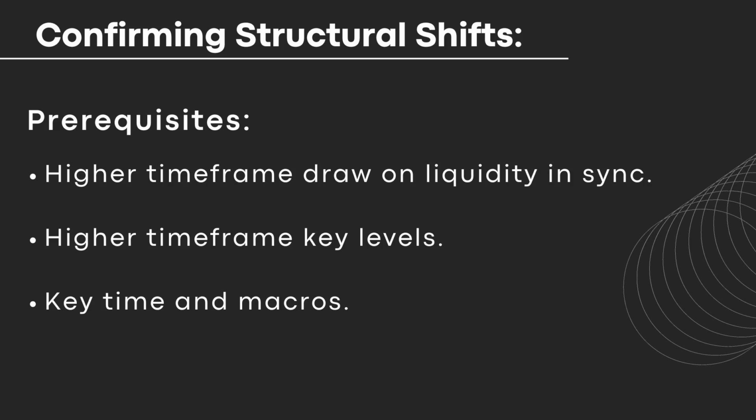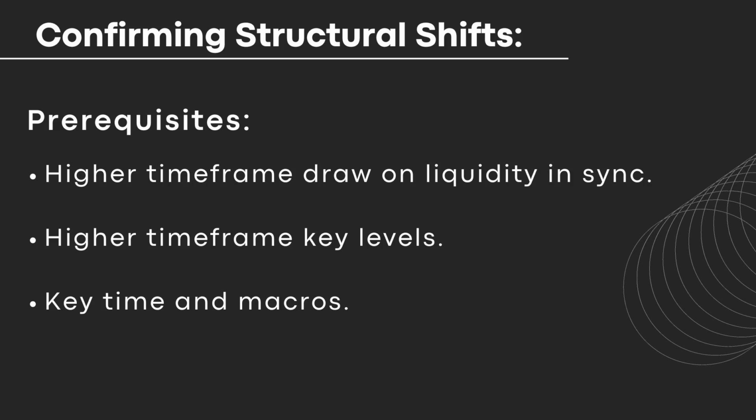So the main important prerequisites for structural shifts are the following. First of all, you need to be in line and in sync with the higher time frame drawn liquidity, and you must never trade against it. That's what you need to remember first of all. Another thing is that you would only be classifying and finding structural shifts if they occur at higher time frame key levels. Write that down. If they haven't been formed at a higher time frame key level, then don't classify that as a correct one, because a higher time frame key level is a must for this concept right here.